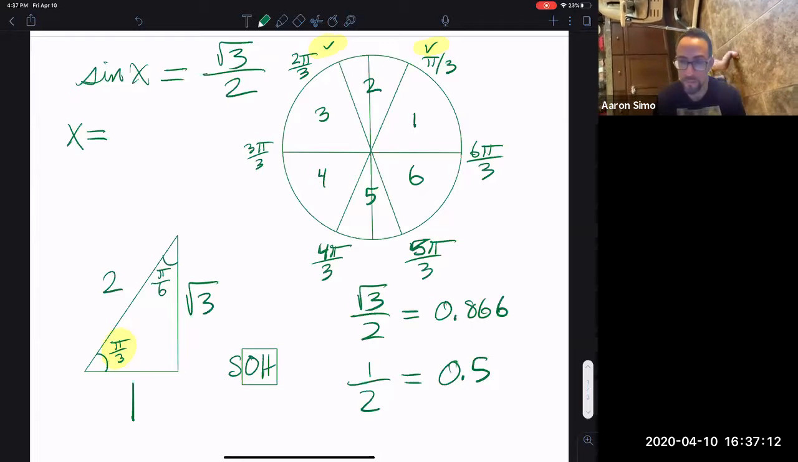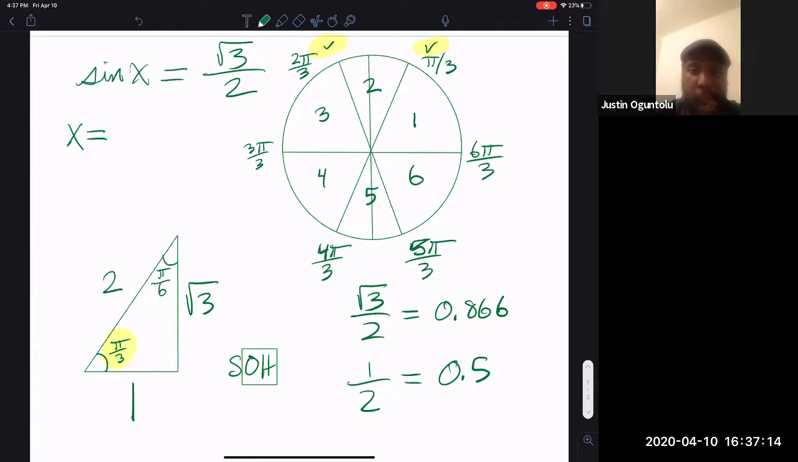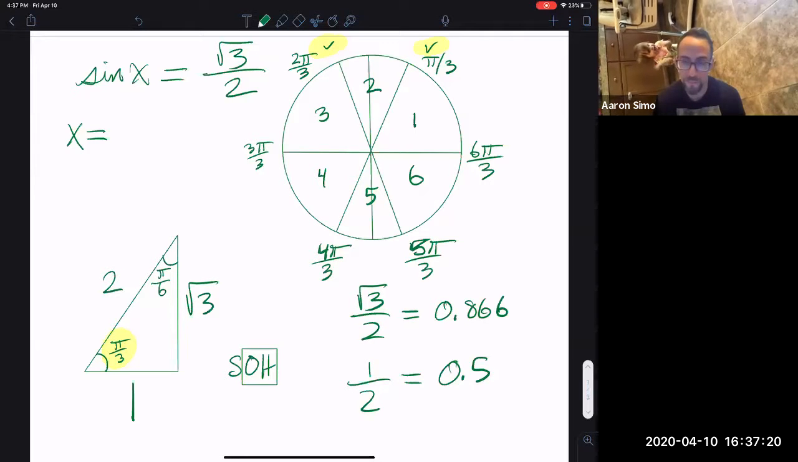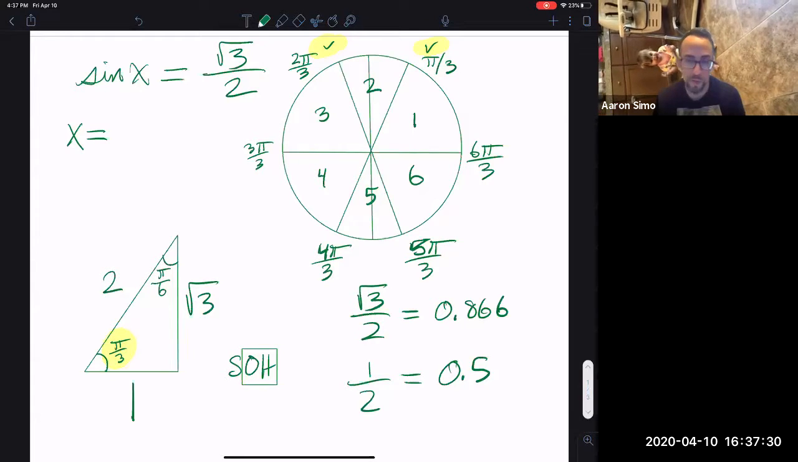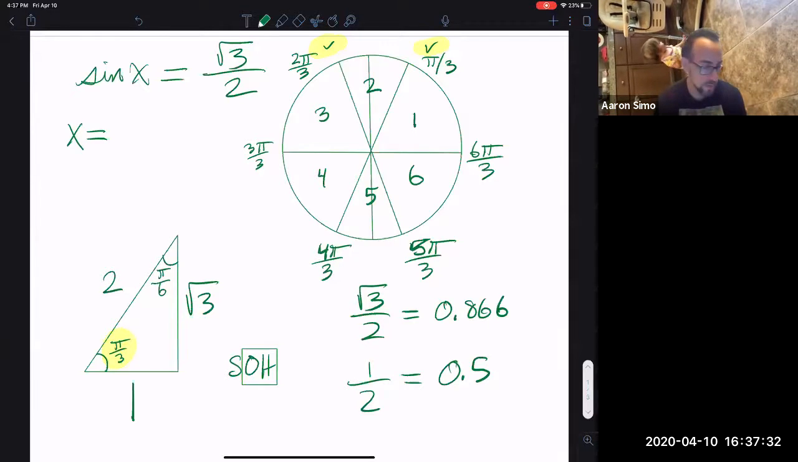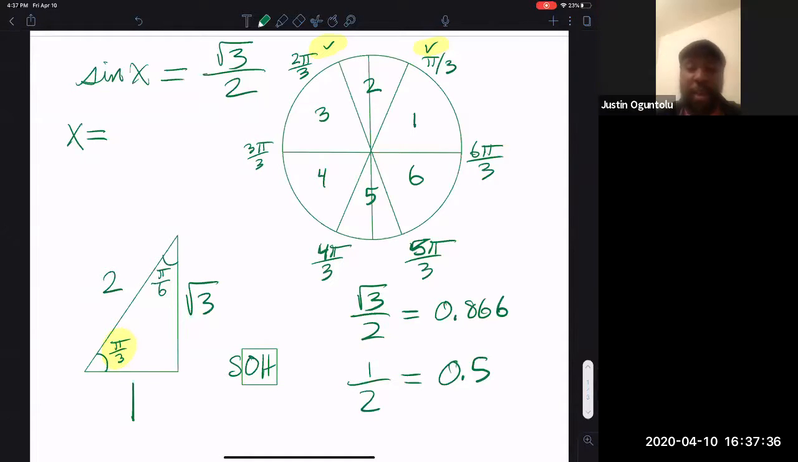This is a 30, 60, 90. Correct. Why is that? I just remember that in the 30, 60, 90s, the hypotenuse is twice the length of the short side. Yeah, but there's no triangle given. I drew that triangle. You wouldn't be given a triangle. Yeah, I'm going to have a unit circle though.